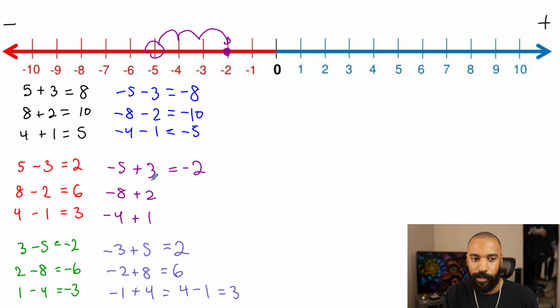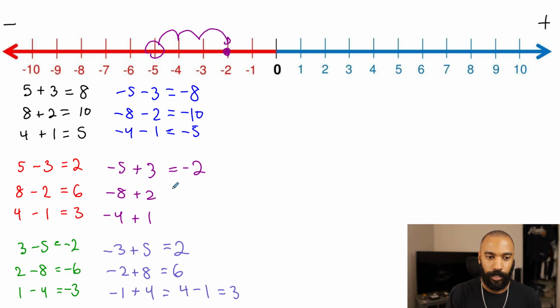Let's try it with this one. Negative 8 plus 2. Opposite directions, the minus plus. Negative is bigger, so we know the answer is going to be negative. Because they're opposite directions, it's going to be smaller, so it's like subtraction. This is like 8 minus 2, but we're going to get the negative answer. So that becomes negative 6.